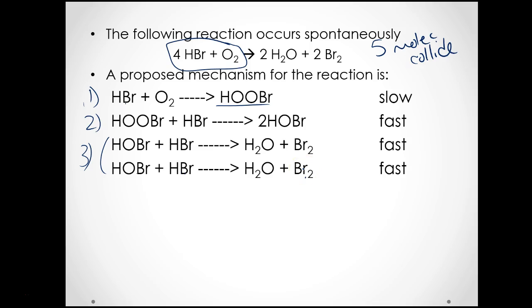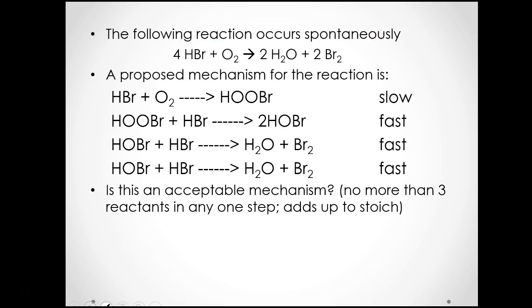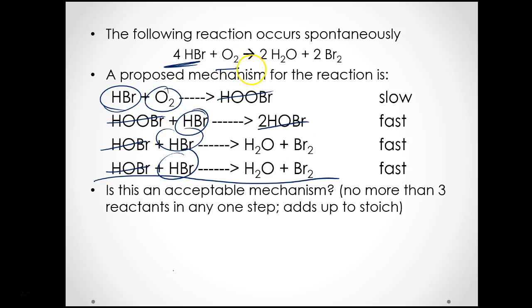And so what you're going to see is you're going to say, all right, is this an acceptable mechanism? Well, I only have 2 reactants, and it's certainly possible for 2 reactants to collide in any one step. And does it add up to the stoichiometry? So this is where Hess's law kind of comes in. You don't have to actually do anything other than add them up and cancel things out. So if you notice, I have 2 Hobers on the left and 2 Hobers on the right. I have a Huber on the left and a Huber on the right. And I have 1, 2, 3, 4 HBr and oxygen. I have 2 waters and 2 bromines. And so it works. That makes it an acceptable mechanism.